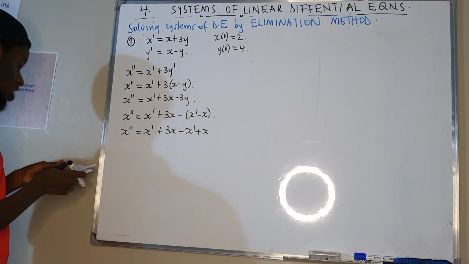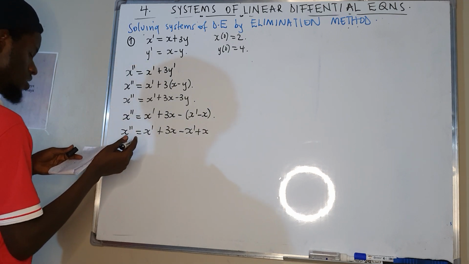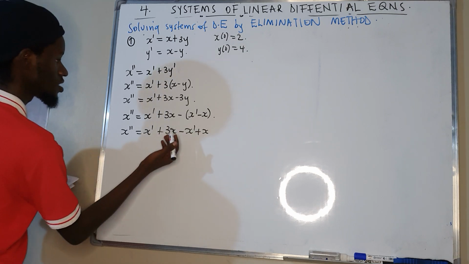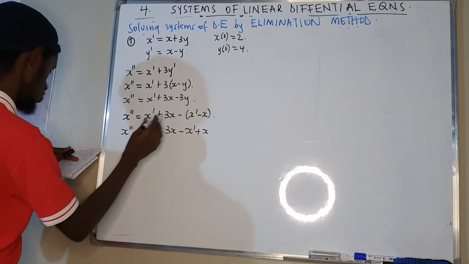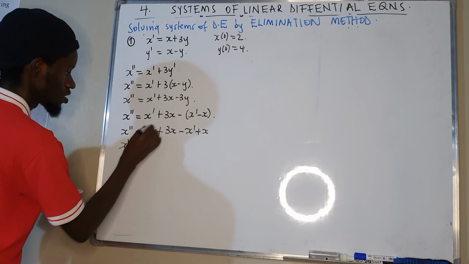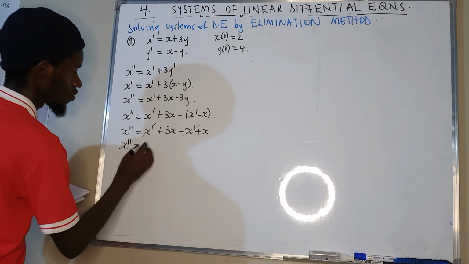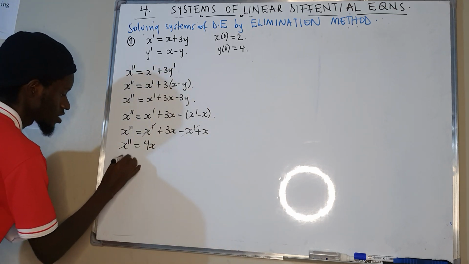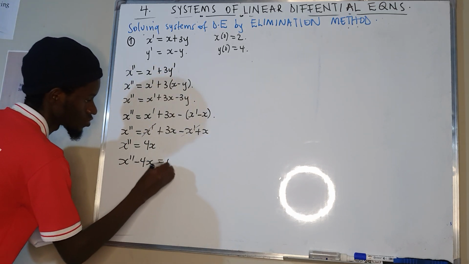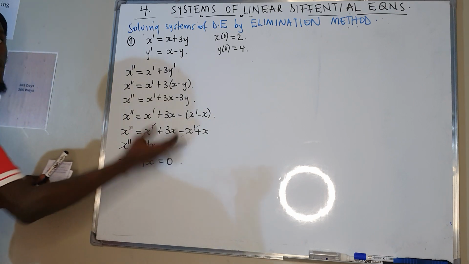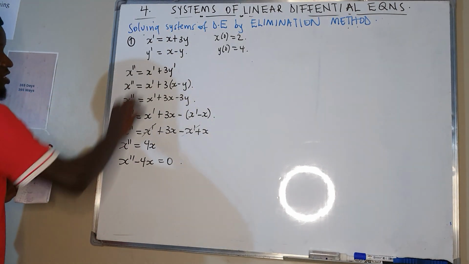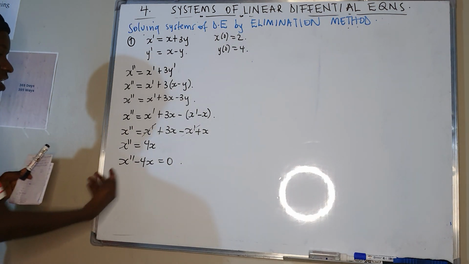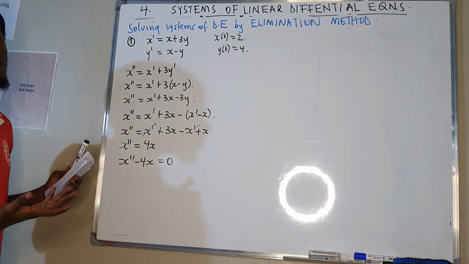From this step, we shall show that this is the same thing as having this. If I bring the x prime terms together, they cancel out, and I have x double prime equals 4x. Then the same as having x double prime minus 4x equals 0. At this step, we have eliminated y from our system, and it is transformed into a single equation.